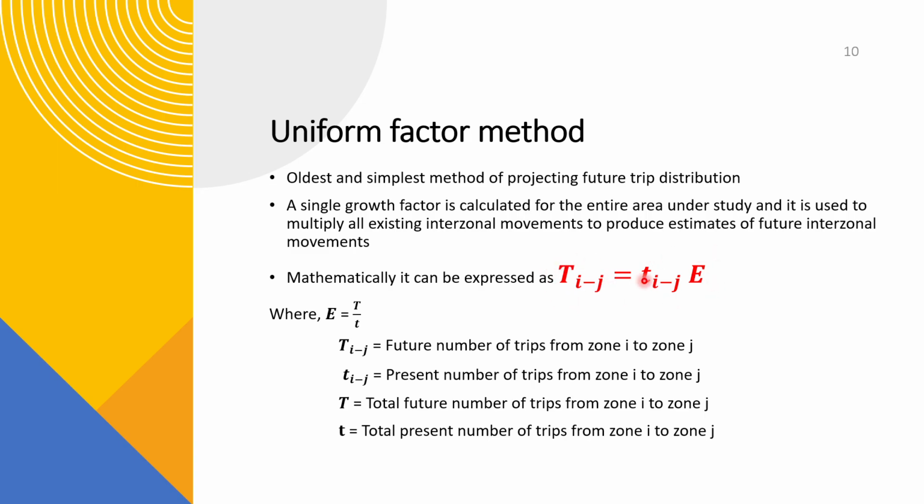Capital Tij is equal to small tij into E, where I is zone I and J represents zone J. So capital Tij indicates the future number of trips from zone I to zone J. Small tij indicates the present number of trips from zone I to zone J. In order to calculate the growth factor, you can divide capital T by small t, where capital T is the total future number of trips and small t is the total present number of trips.